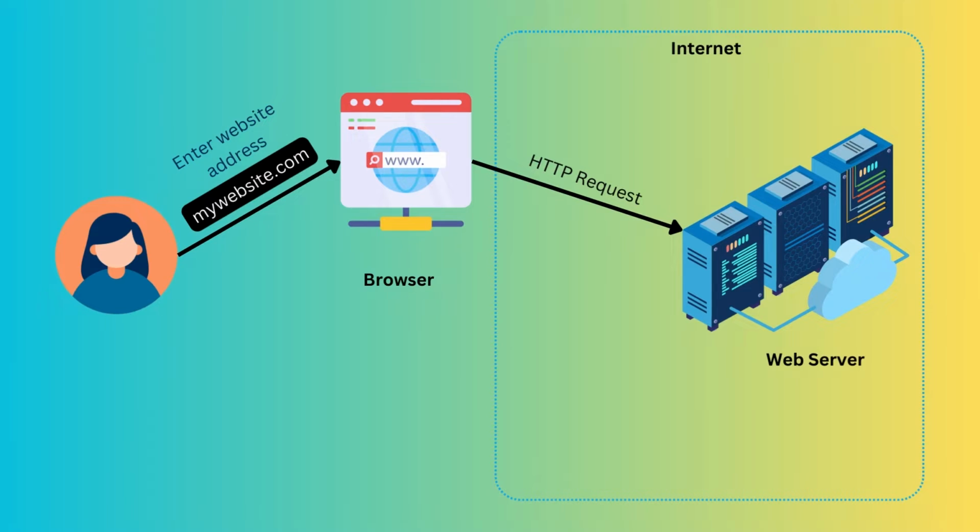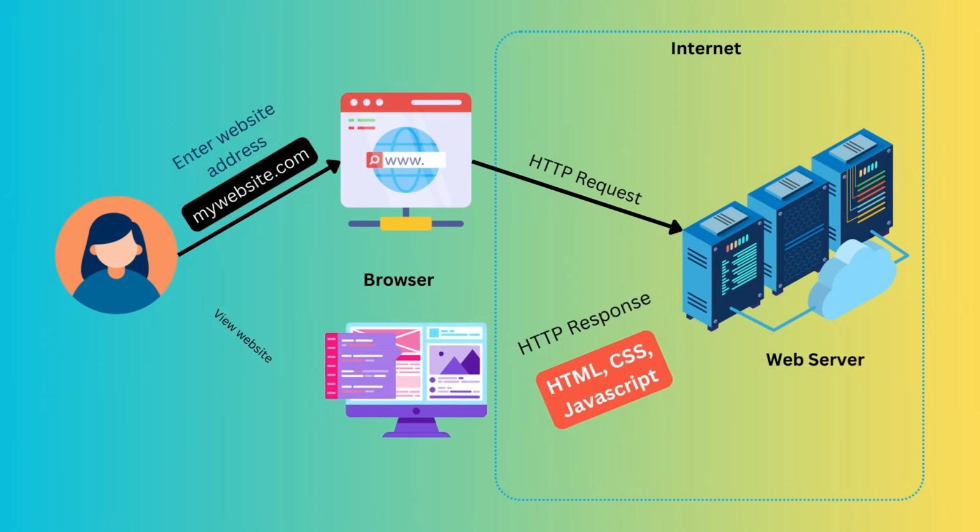Now, the web server will process your request, and once it's processed, it will send back the website's files. These files include HTML as well as CSS and JavaScript. Now, it is the browser's job to interpret these files, or in essence, interpret the HTML to determine the structure and layout of the web page. And this is, at a very high level, how websites work.